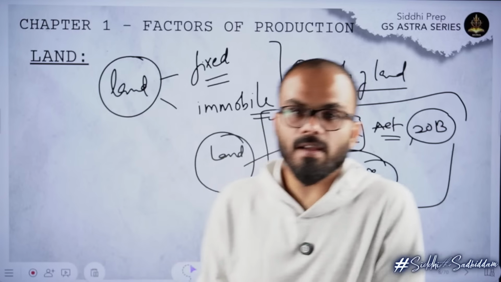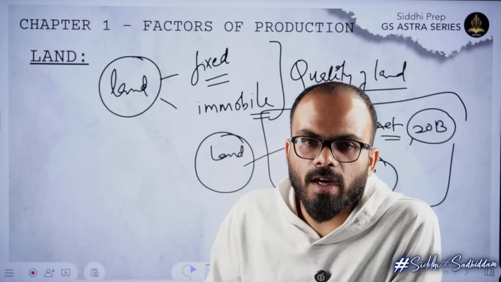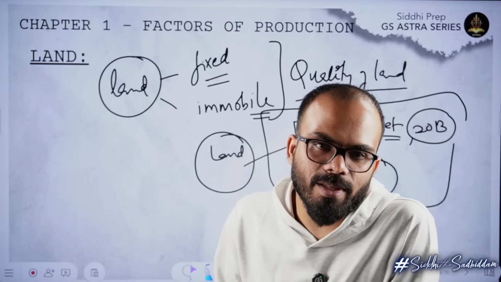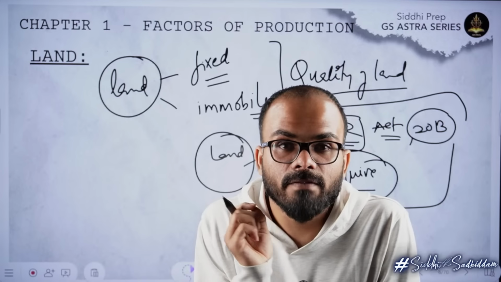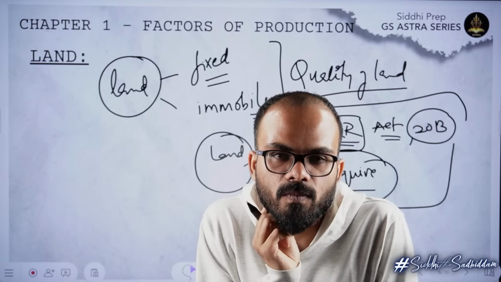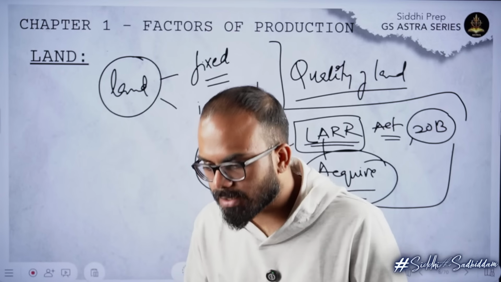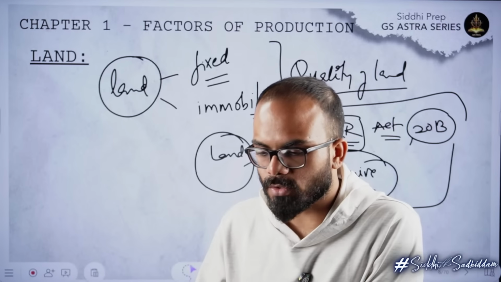Then within agriculture, those who are from agricultural background, try and tell me what is the most important problem that you face with respect to land. On a land in agriculture, what is the most important problem that you usually face?